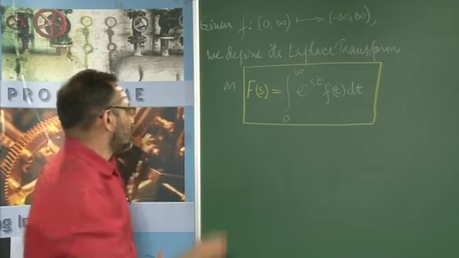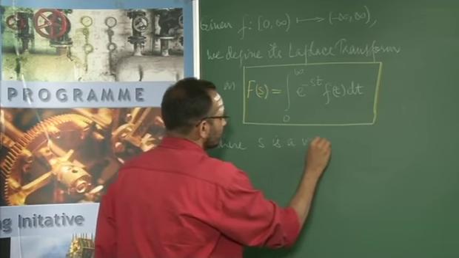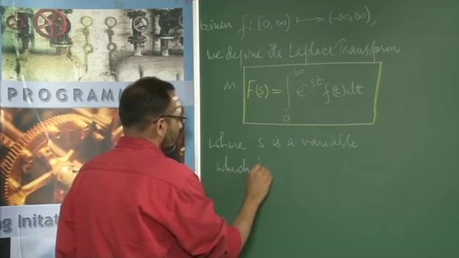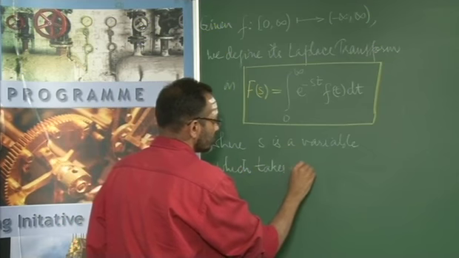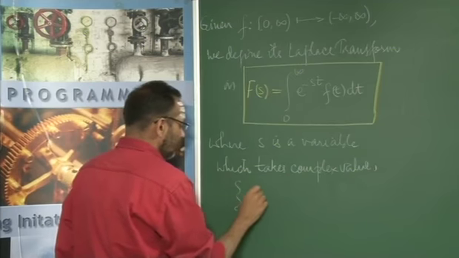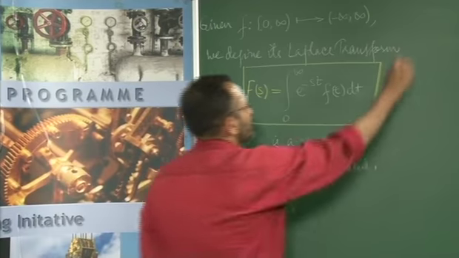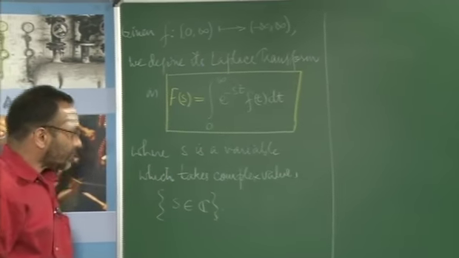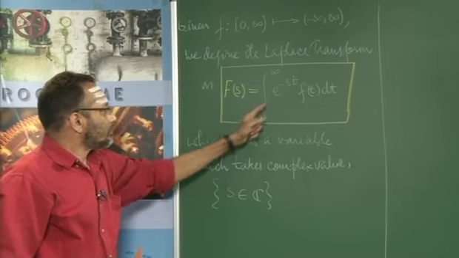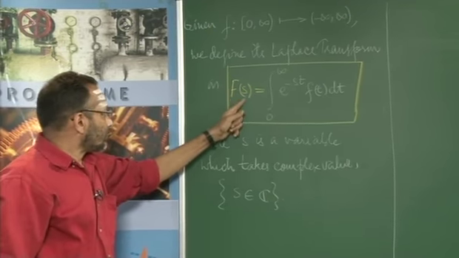This s is a variable which takes complex values. There is another way of writing this: s belongs to the set of complex numbers. So, what you are doing here essentially is taking a function which is probably a function of time, that is a real variable, and then through this transformation defined through this integral, we are getting into the domain of complex numbers.